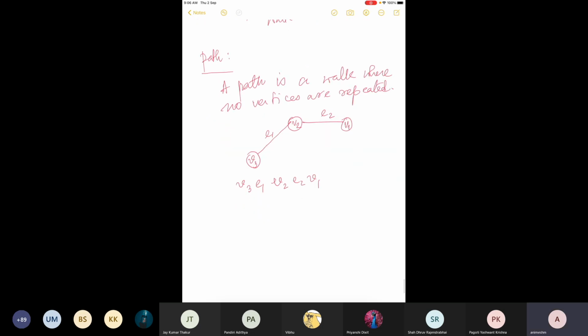Now, there was a question last day: why do we need to mention the edges? One, as I said, it's important to mention the edges in the presence of parallel edges, to make the definition generic. There is another reason, because the definition of path generalizes to directed graphs also.